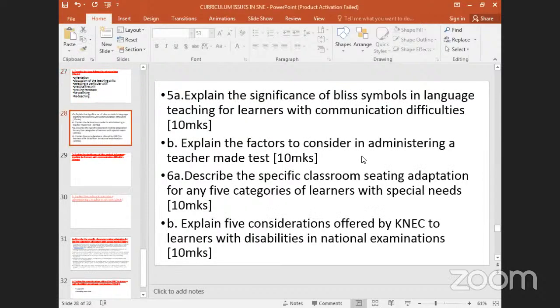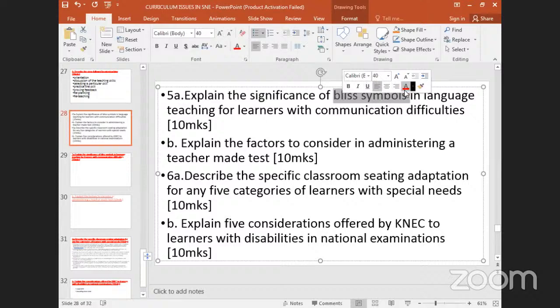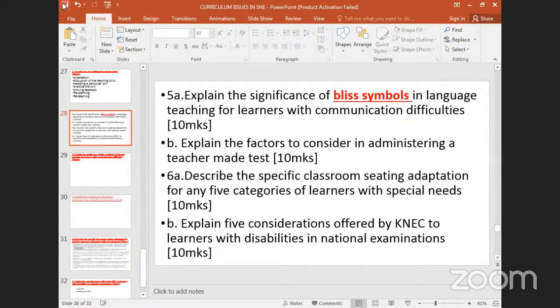We are required to explain the significance of the bliss symbols in language teaching for learners with communication difficulties. So maybe we start by looking at the meaning of bliss symbols. Let's begin looking at the bliss symbols. So what are the bliss symbols?